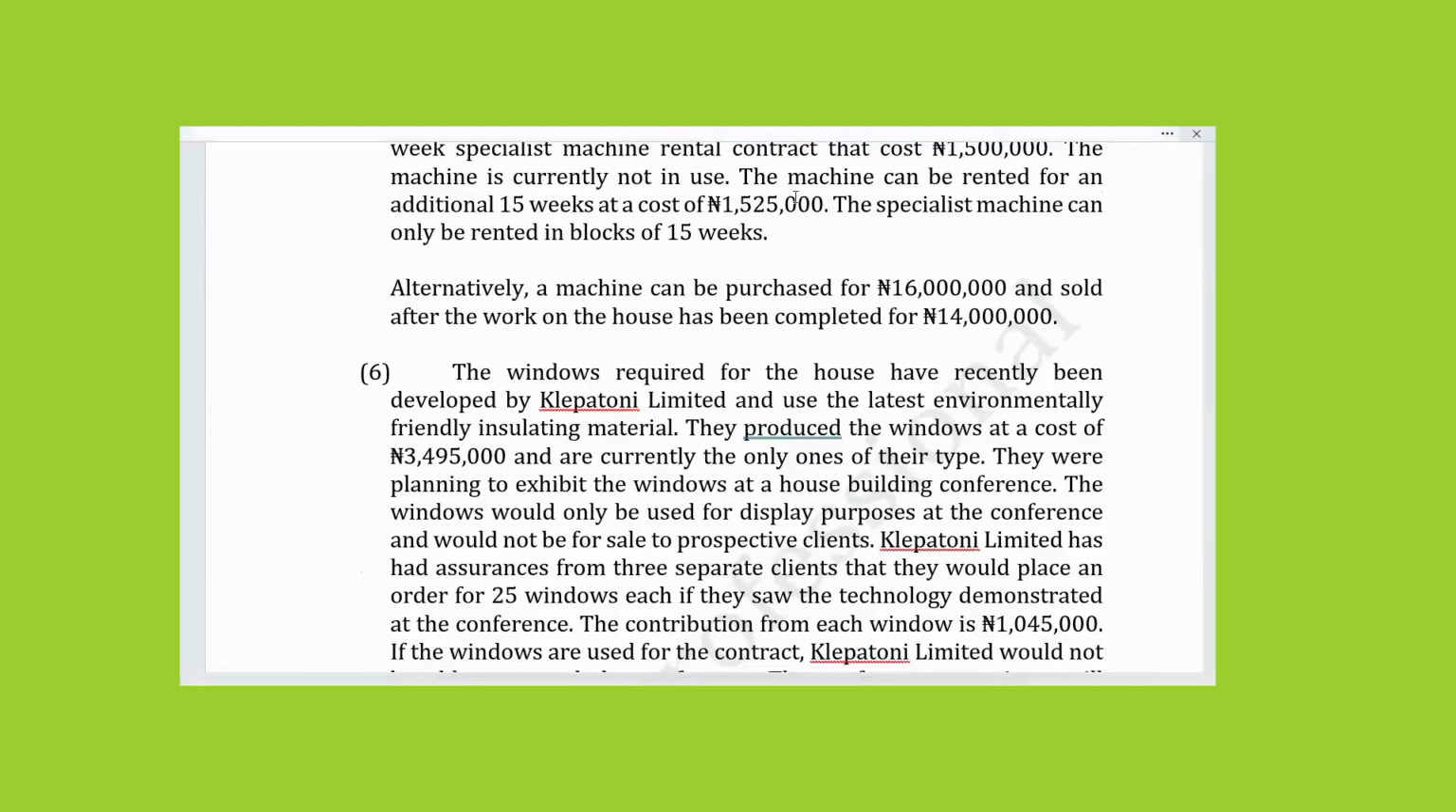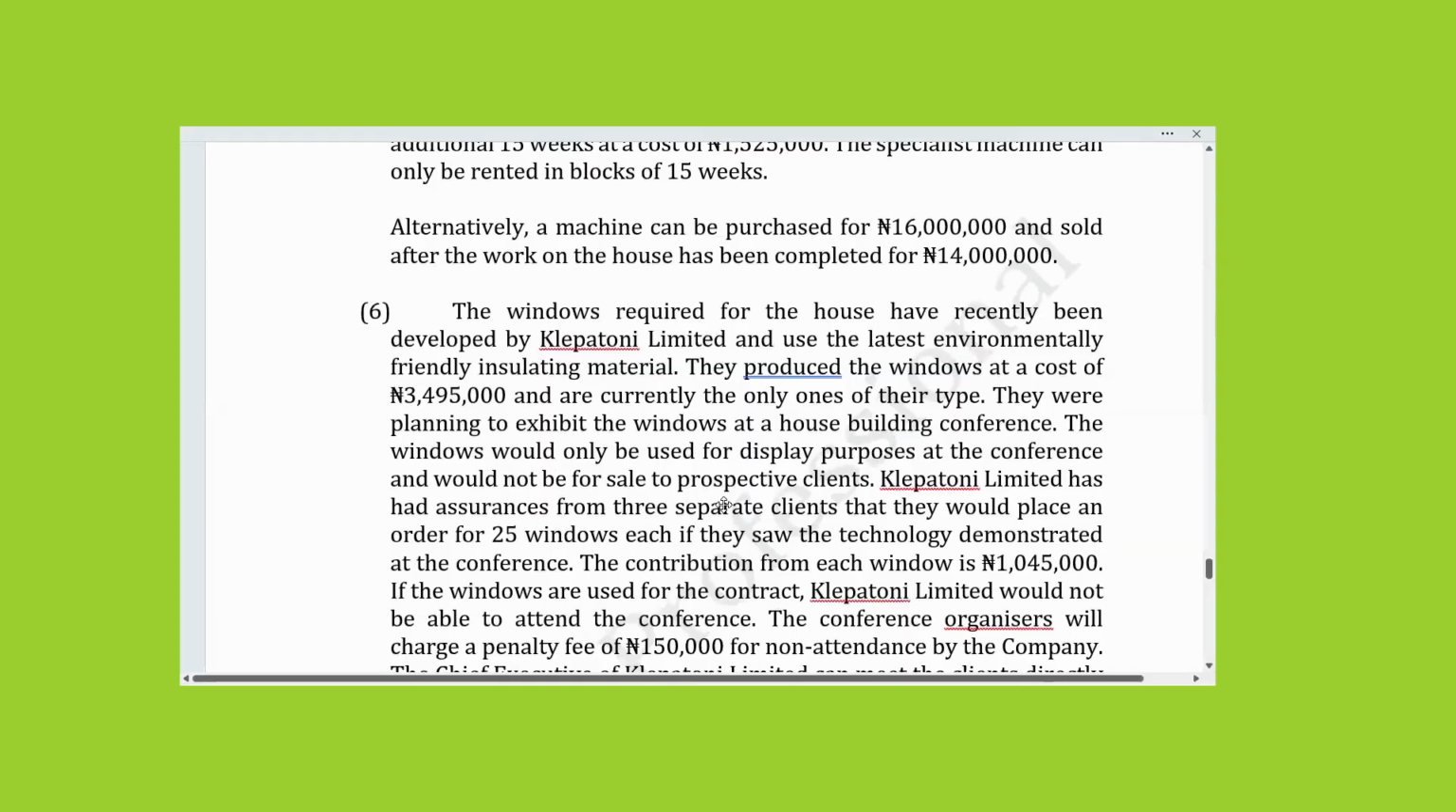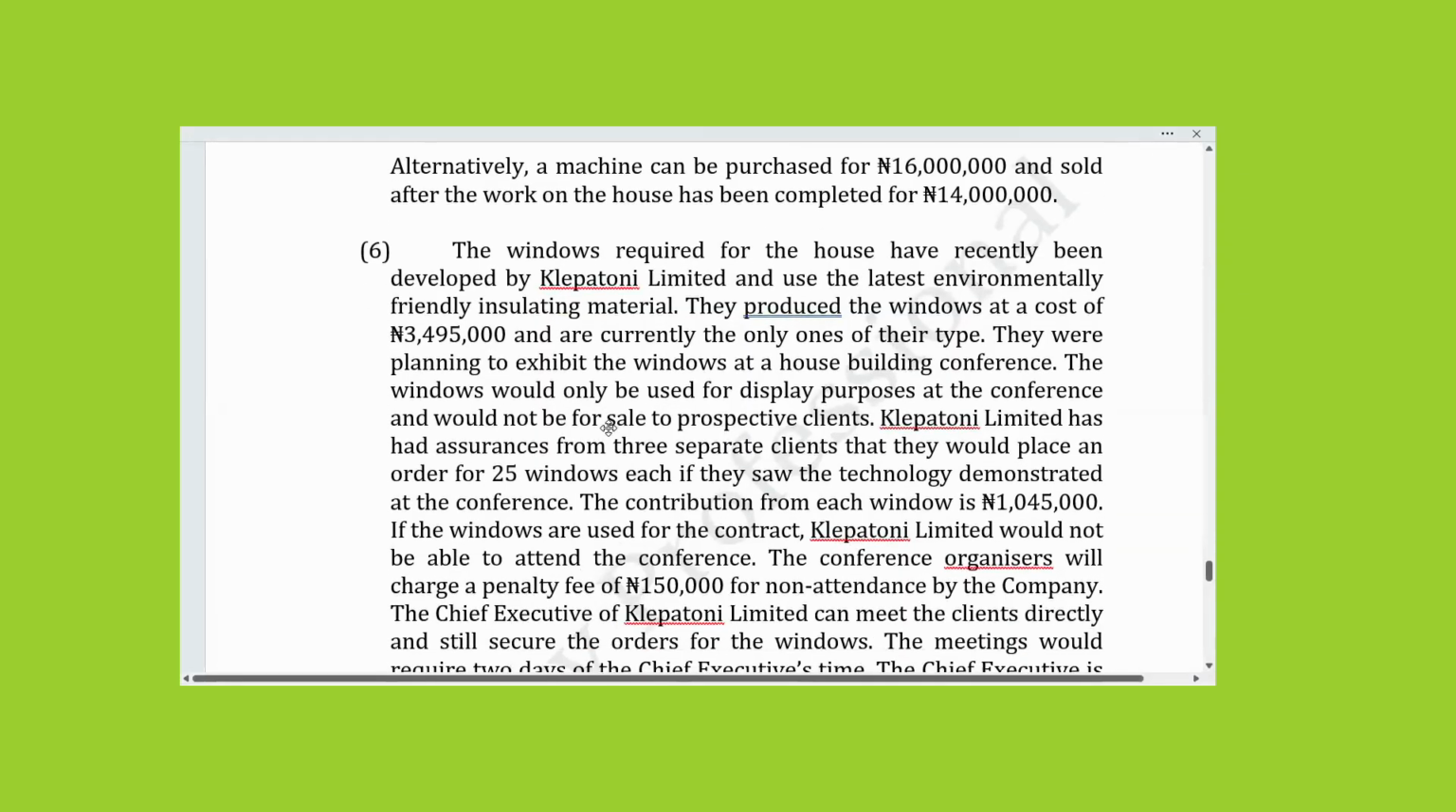6. The windows required for the house have recently been developed by Clepatoni Limited and use the latest environmentally friendly insulating material. They produce the windows at a cost of 3,495,000 and are currently the only ones of their type. They were planning to exhibit the windows at a house building conference.